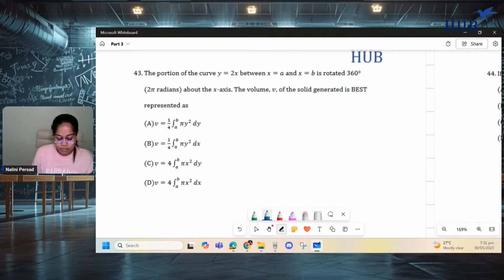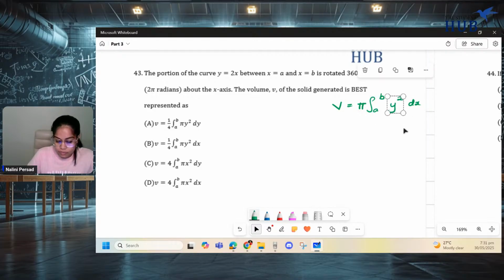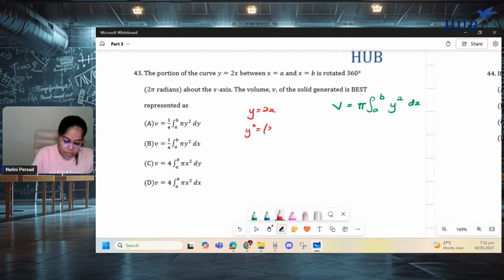The volume V of the solid generated is best represented as, so this is your formula. Pi, don't forget your pi, integral between a and b of y squared with respect to x. This is your formula here about the x-axis. We need something for y squared. We're given that y is equal to 2x. So y squared is 2x all squared, which is 4x squared.